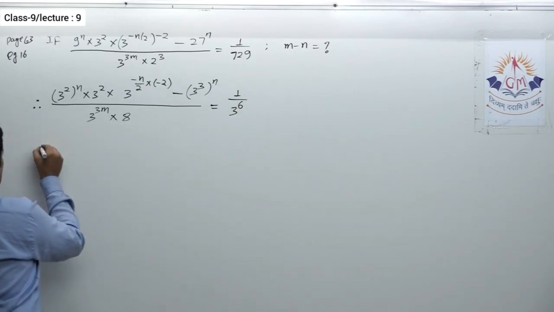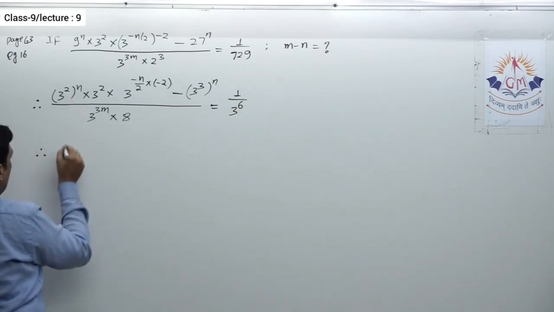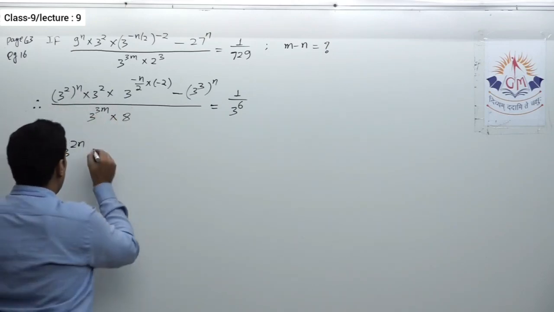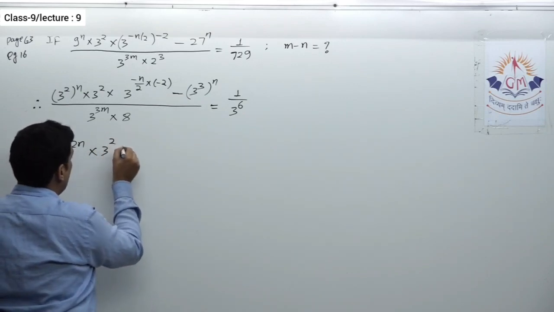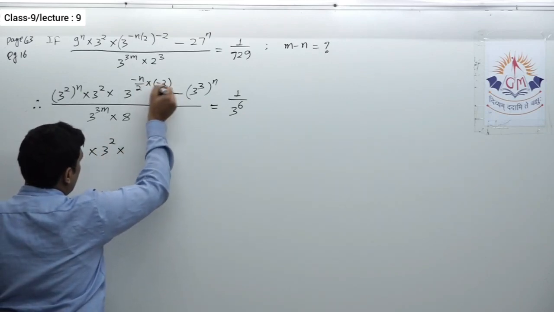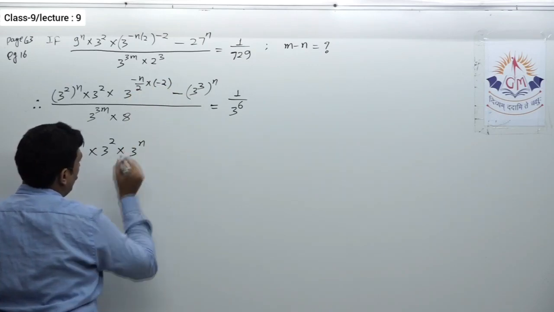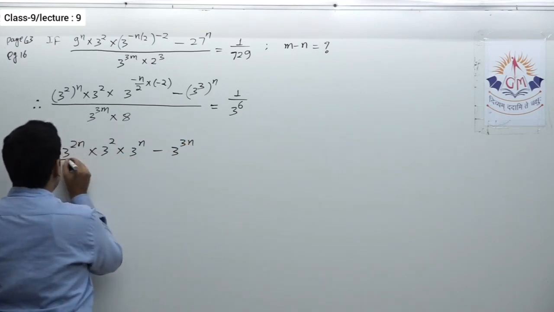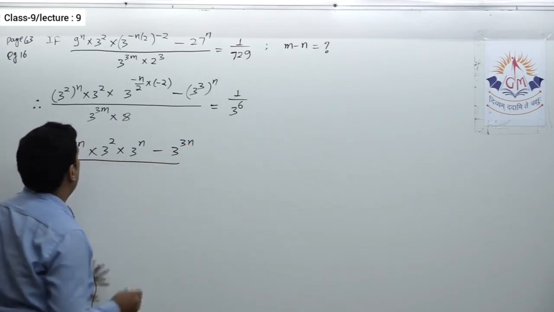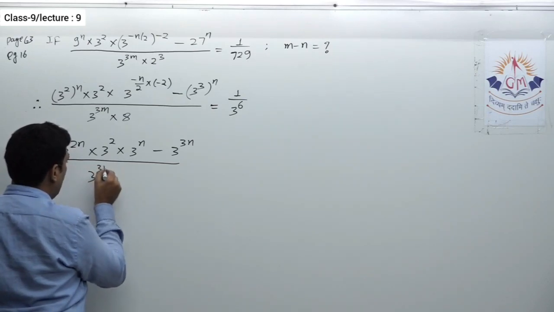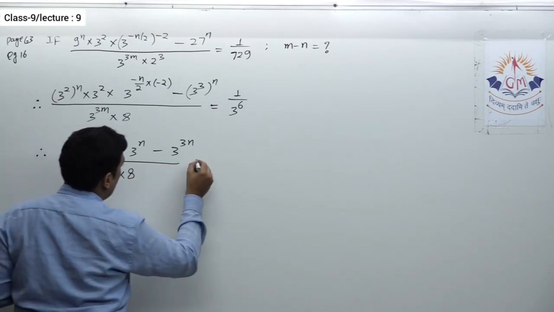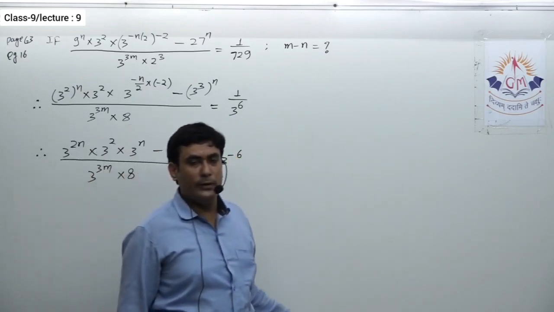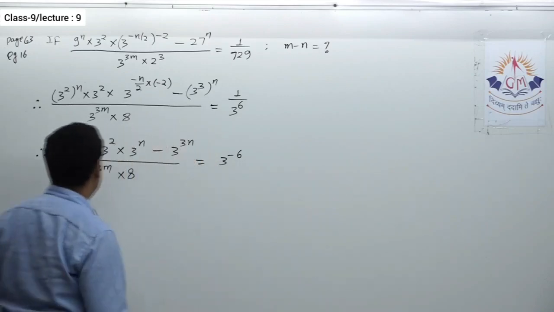Okay, now next step, here 3 raised to 2n, power to power, so I'll apply the power law. Multiplied by 3 square, multiplied by this, minus minus plus, and this 2 and 2 will cancel out, so ultimately here I will get 3 raised to n. Here again minus 3 raised to 3n divided by 3 raised to 3m multiplied by 8 is equal to 3 raised to minus 6. As it was in denominator, I took it in numerator with negative power.